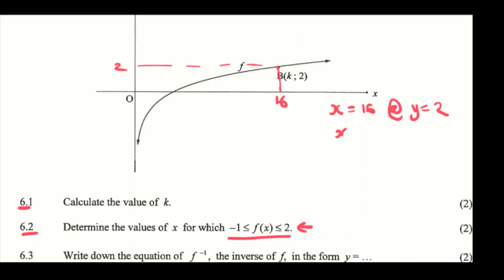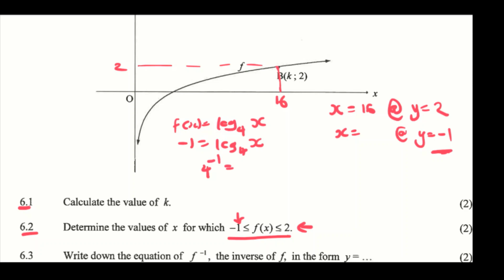So now let's find the value of x at y is equal to minus 1, right? This minus 1 here. So what we're going to do is we're going to use our equation. So we have our equation of f of x being equal to log base 4 of x, right? And we already know the value of y being equal to minus 1, right? So we're just going to put minus 1 is equal to log base 4 of x, and then 4 to the power of minus 1 is equal to x. So this is our value of x, which is equal to 1 over 4. So now we know that x is actually equal to 1 over 4.